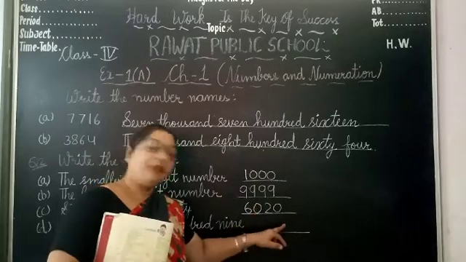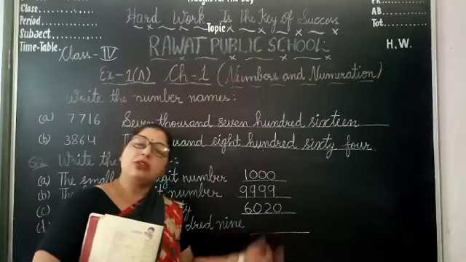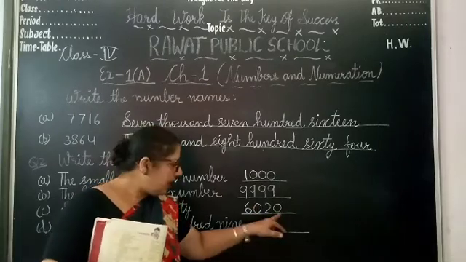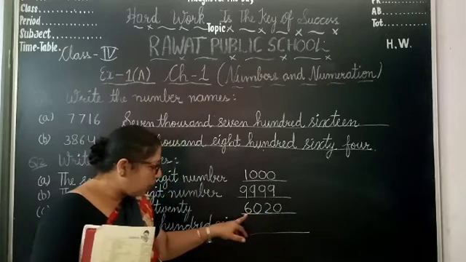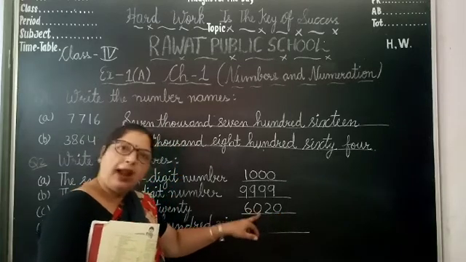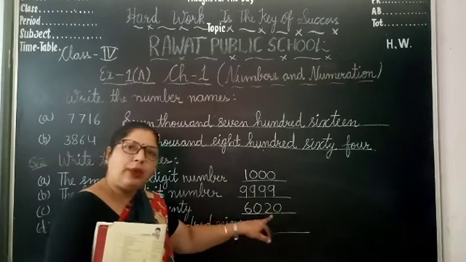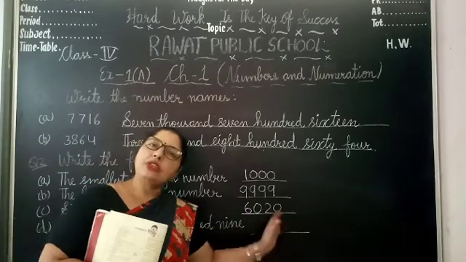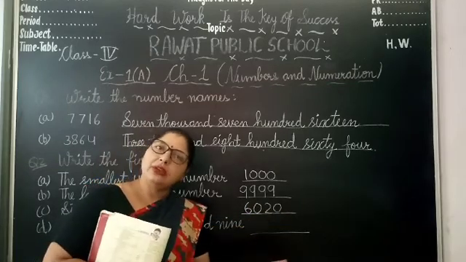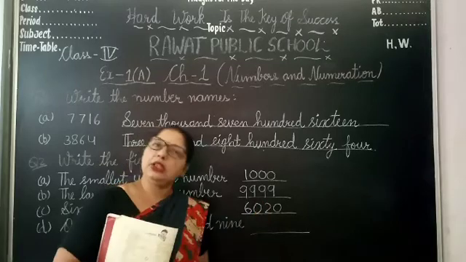If we do not put the 0, it is wrong. So ones, tens, hundreds, thousands. So 6000, and the hundreds place gets a 0. Then 20, and in 20 the ones place already has a 0. So write down 6020.